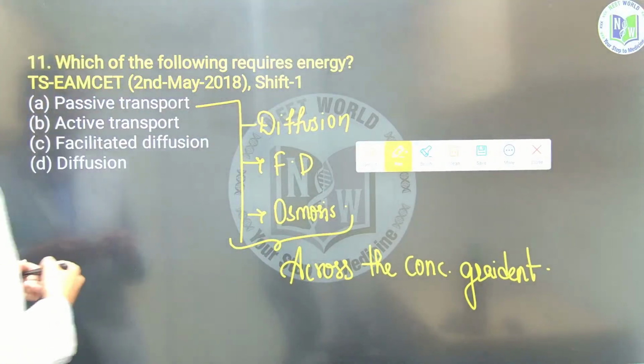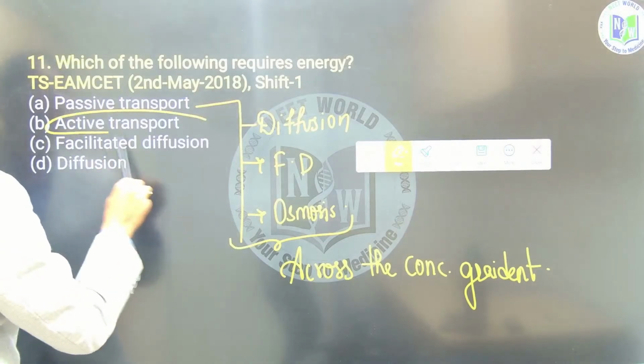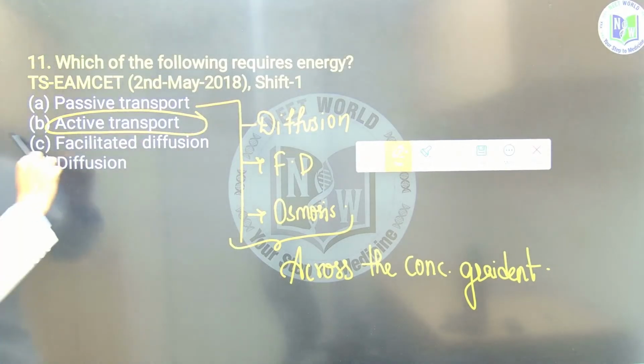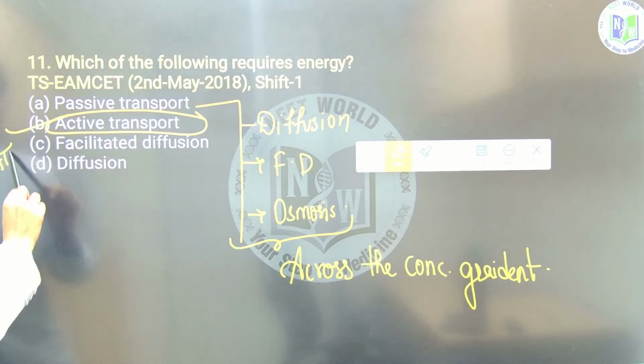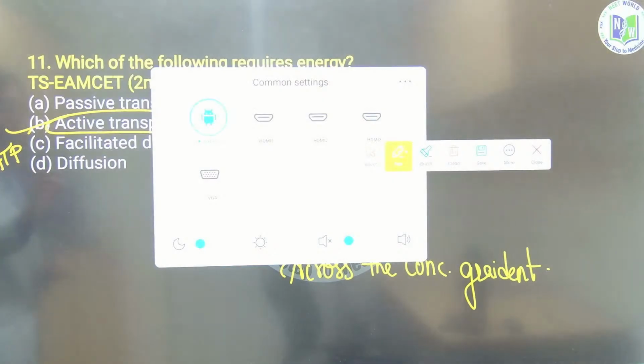And next is active transport. Active transport is against the concentration gradient. So, it requires ATP energy. Fine. Clear till here? So, the right answer here is active transport. Fine. Clear. And then we will move on to the chapter that is mineral nutrition.